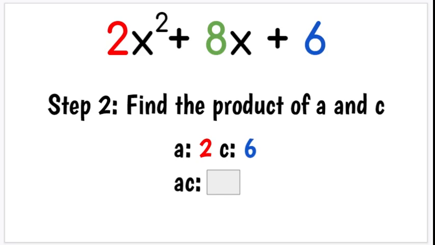Step 2, the second thing you need to do, we now know what A, B, and C are. We need to find the product of A and C. We need to multiply together A and C. So we know that A is 2 and C is 6. So if I multiply those two things together, AC, or the product of A and C, is 12.